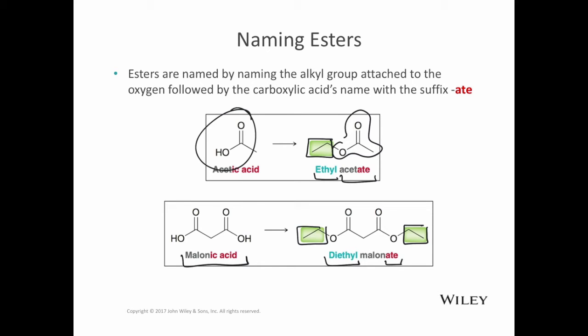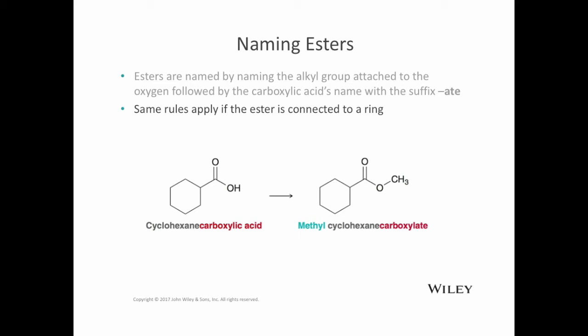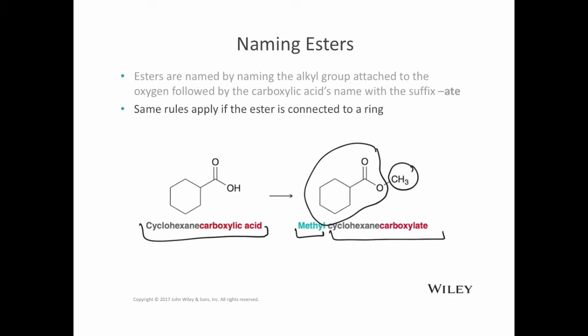So notice we replaced what's in red here, the IC acid, with ATE. And then the same rules apply if the ester is connected to a ring. So notice here we have a methyl group attached to the oxygen, so methyl is going to come first. And then the rest of this, we think about the parent acid, what it would have been called, which would be cyclohexane carboxylic acid. And we change that by making it cyclohexane carboxylate. So again, we're removing the IC acid and adding ATE.